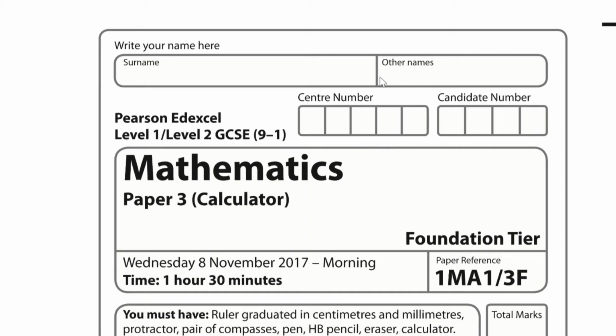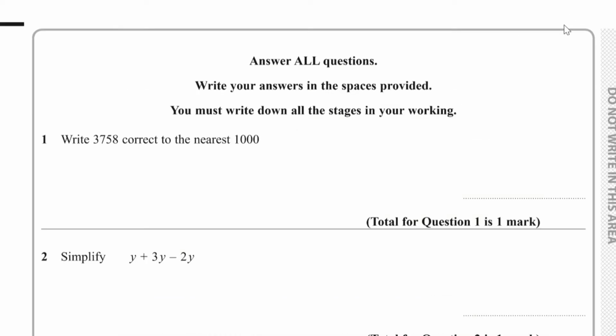This is the Edexcel GCSE 9 to 1 Maths Foundation Paper 3 from the November 2017 series.